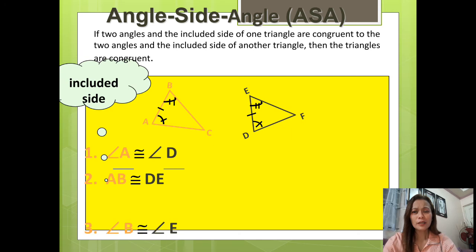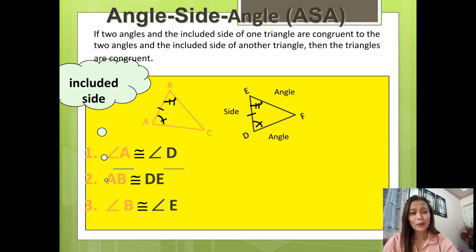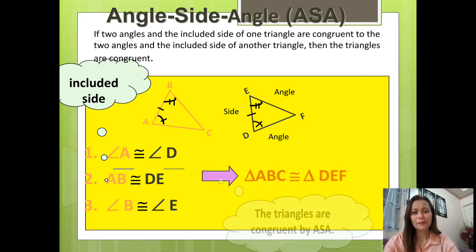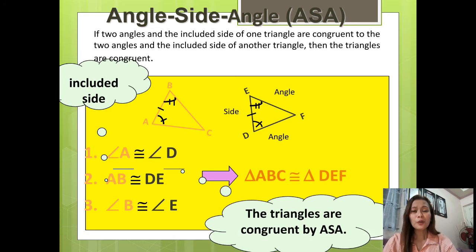And the last one is angle B is congruent to angle E. So as you notice, side AB is congruent to side DE, and that is the included side, the side common between two angles. So we have angle, side, angle. Therefore, triangle ABC is congruent to triangle DEF. So the triangles are congruent by angle, side, angle.